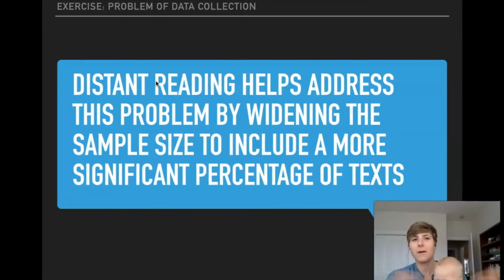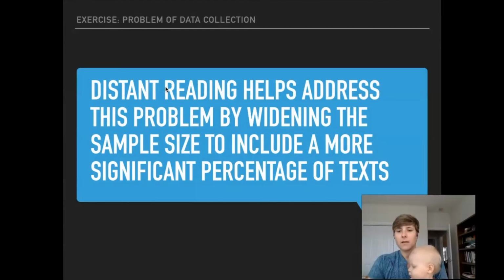So now that we've thought about this problem of data collection, right, what distant reading helps us do is it helps us address this problem within literary study and textual study by widening that sample size to include a more significant percentage of texts, right? So we can be much more confident in imagining our rom-com or our superhero patterns if we know that we've seen 50% of those texts, or 75% or 80%, right? Even 90 to 100%, right?